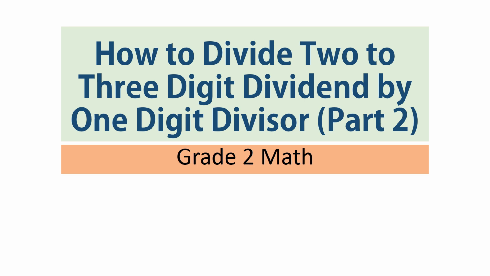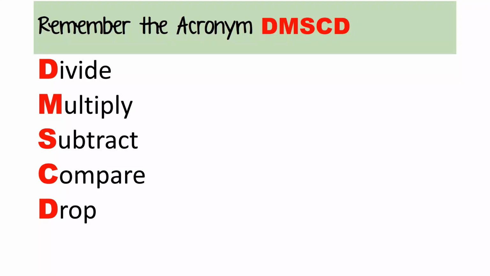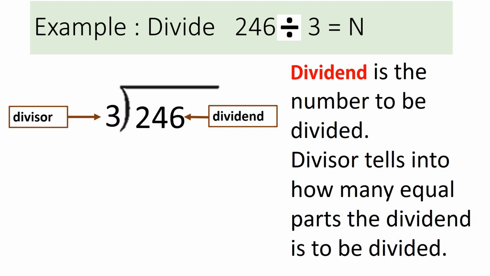How to divide 2 to 3 digit dividend by 1 digit divisor, part 2. Remember the acronym DMSCD. D for divide, M for multiply, S for subtract, C for compare, and D for drop. Example, divide 246 by 3.